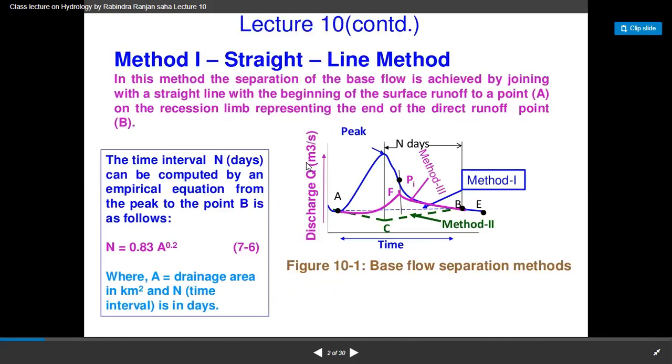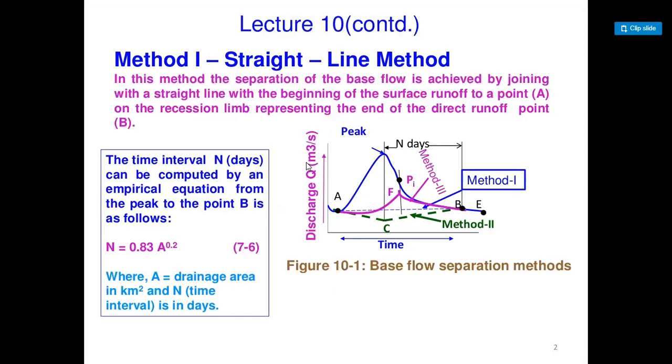Method 1, straight line method. In this method, the separation of the base flow is achieved by joining with a straight line the beginning of the surface runoff to a point B on the recession limb representing the end of the direct runoff. Here, the time interval N days from the peak to point B can be computed by an empirical equation as follows.